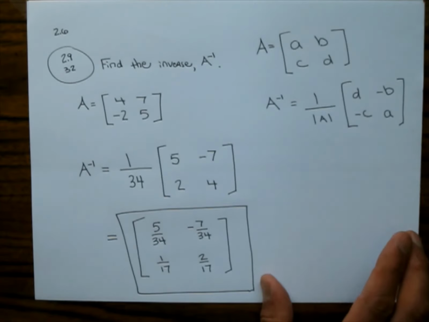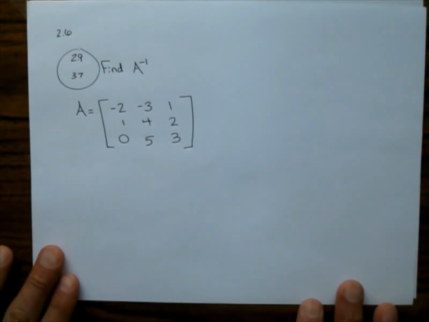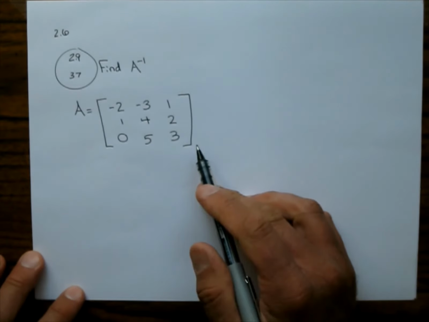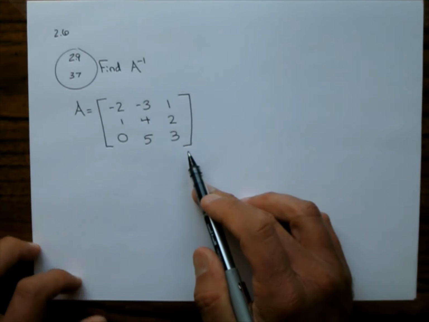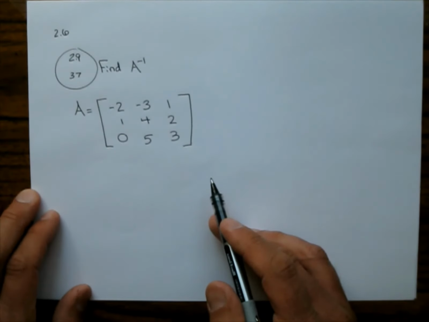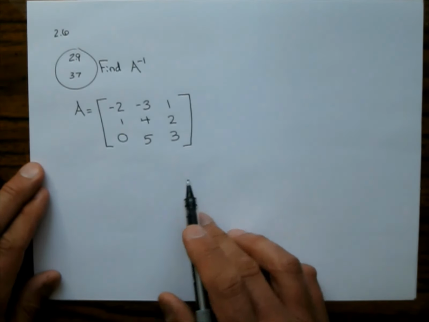Let's go ahead and do another 2.6 problem. Find the inverse of this 3 by 3 matrix. So we can't do the shortcut. Now, are there other ways of finding the inverse of a matrix? Yes. Are they simpler than the one I'm going to do? Some of them are a little tougher. So I try to pick the simplest one.